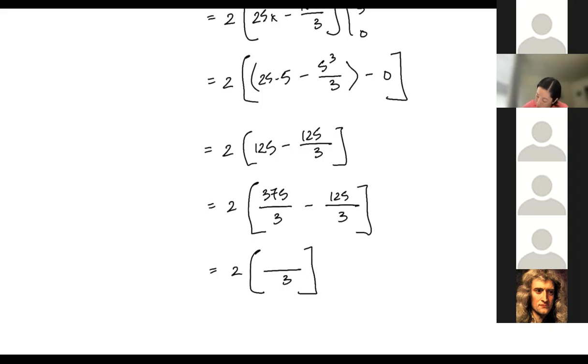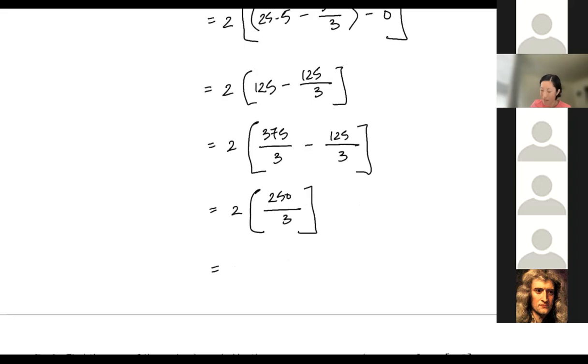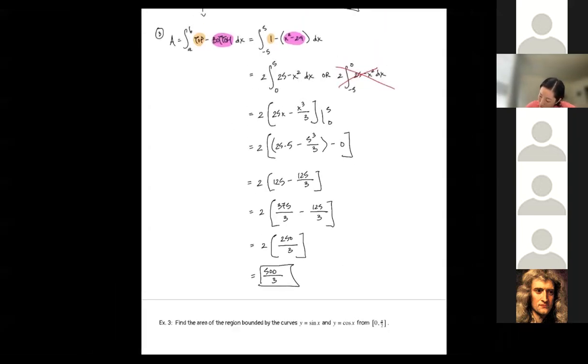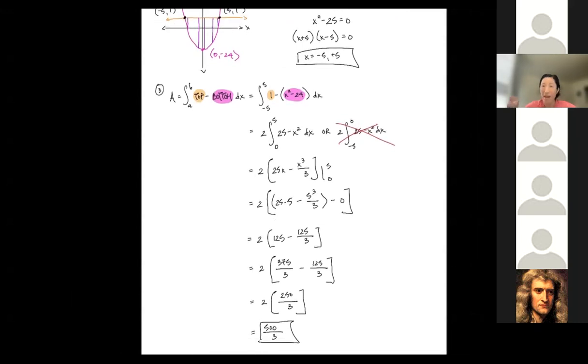All right. Ooh, last step and last line before the page ends. What is our answer? 500 thirds. There you go. 500 thirds. What is that number? That number is the area between the parabola and not the x-axis, but that line y equals 1.